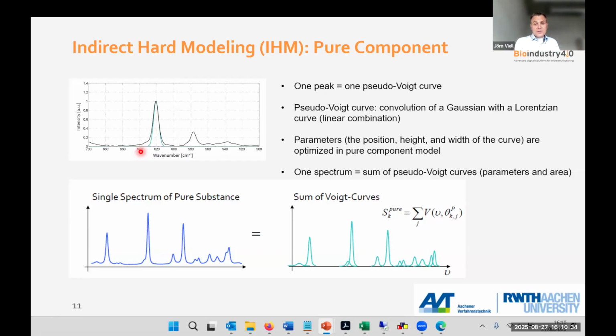What we then determine is the parameters of these peaks: position, the height, the width of the curve, and of course the fraction of Gaussian or Lorentzian. So 4 parameters for each peak. And then we can build a spectrum by summing up these pseudo-Voigt curves, including the parameters for the area that actually resembles then the quantity of molecules in the particular spectrum, in the particular sample.